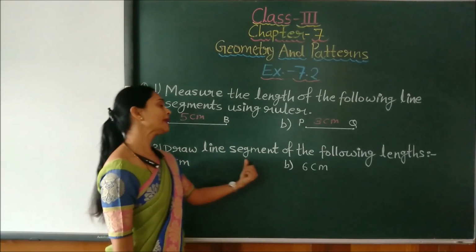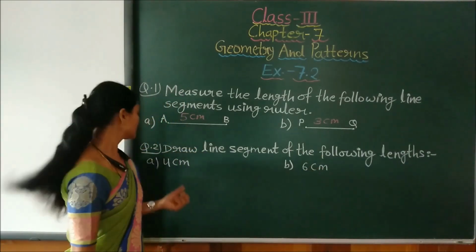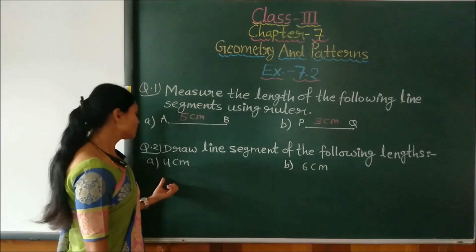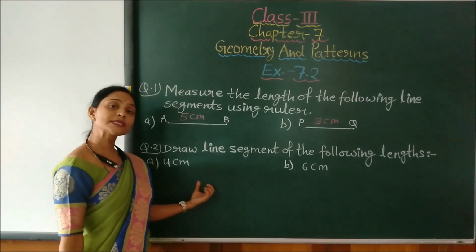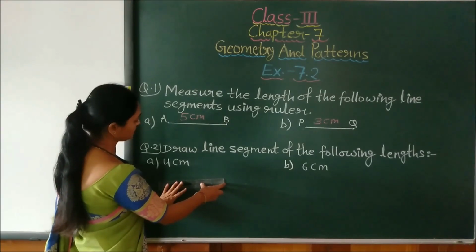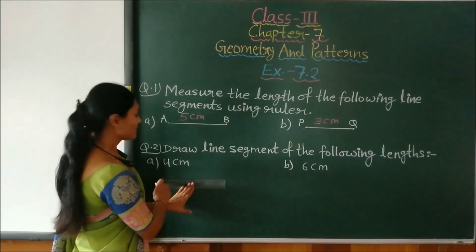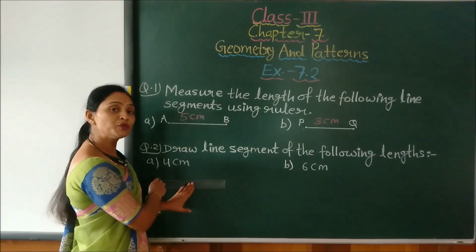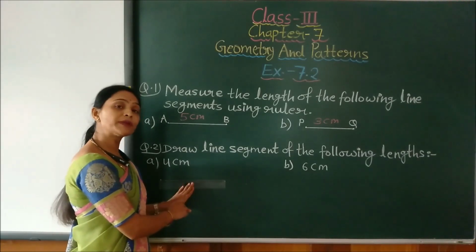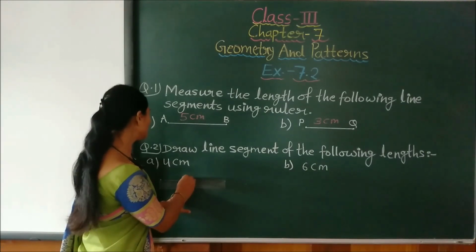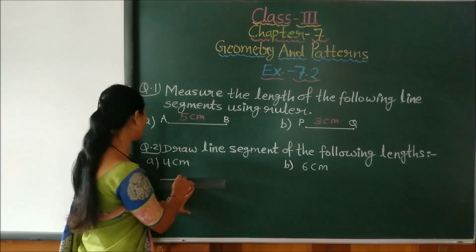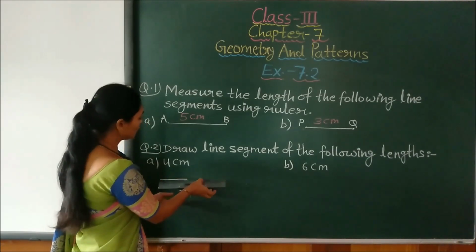We have to draw line segments of the following lengths. So first we have to draw the line segment of 4 centimeter. So how to do? See, we will do it in 2 steps. First we have to place this ruler like this. Yes. So first dot we have to put in front of 0, and second dot we have to put in front of 4, because we have to draw the line segment of 4 centimeter. And then what to do? We have to join both the dots.